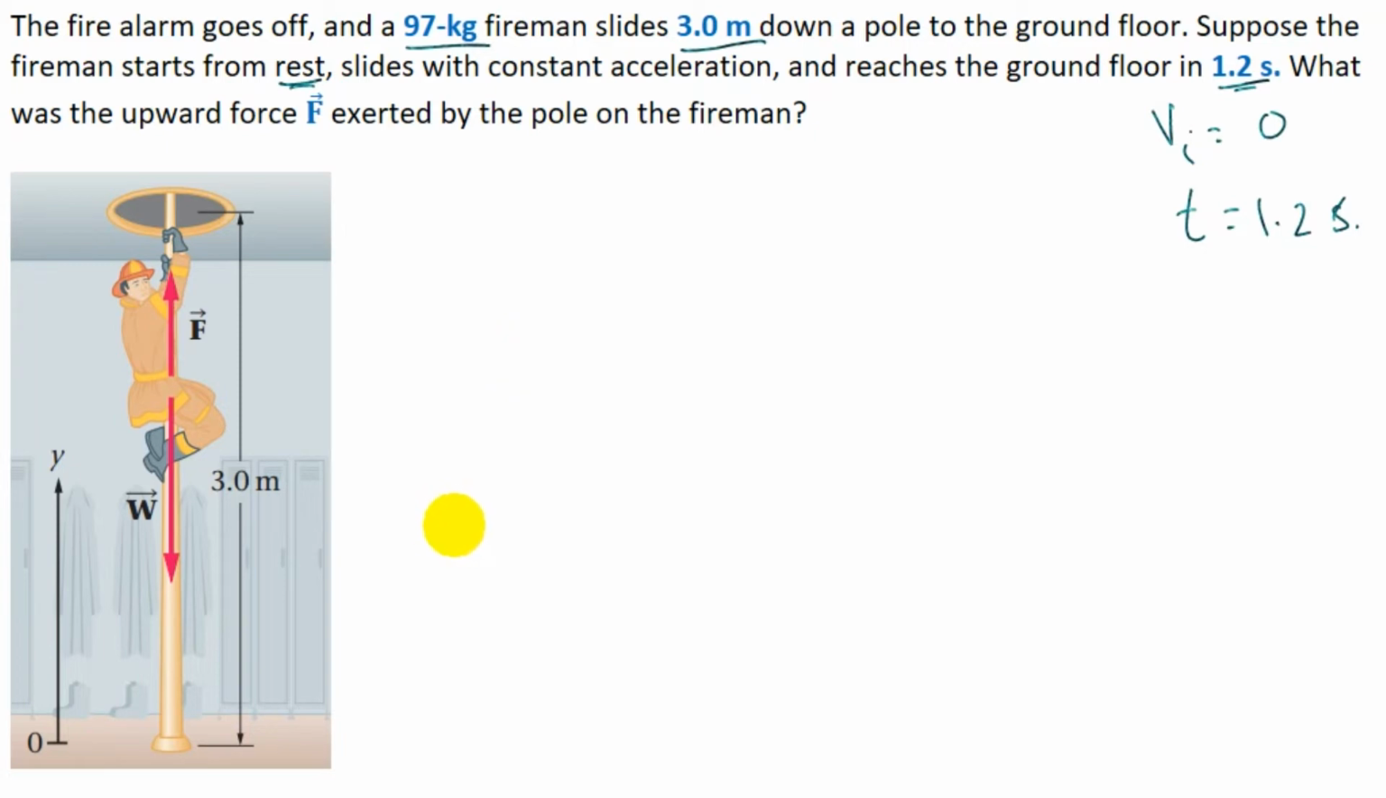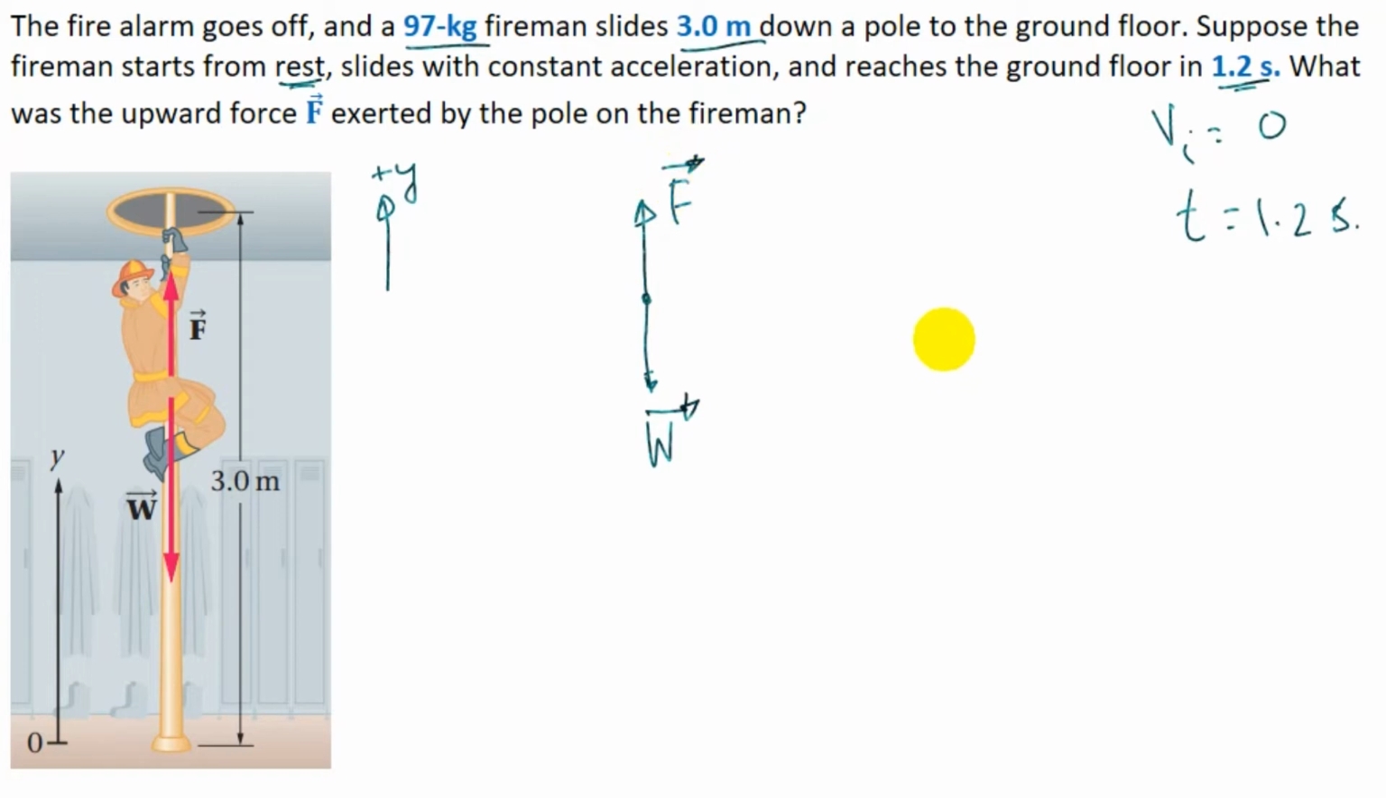First of all, I'm going to make a free body diagram, and I've taken this direction to be positive y. So this is the point mass. The weight force W acts in the downward direction, and the force F by the pole on the fireman acts in the upward direction.